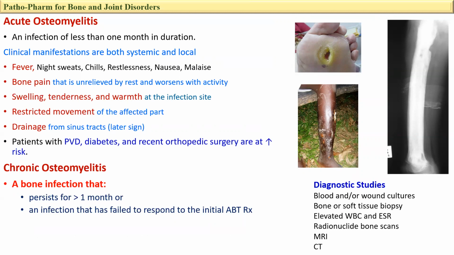Now, acute osteomyelitis, which is the infection of the bone with a duration of less than 1 month, an infection that would last less than 1 month. These are the clinical manifestations of the disease process.